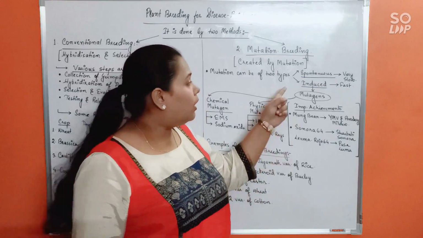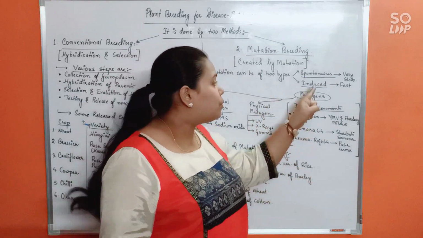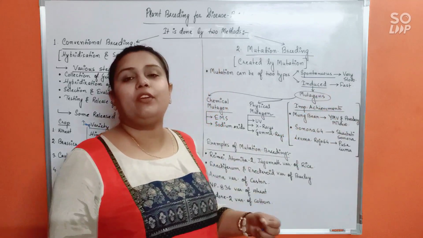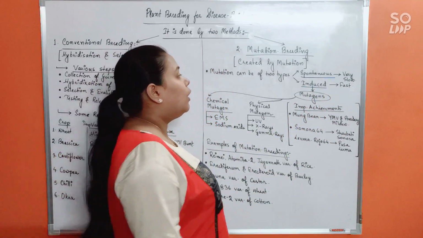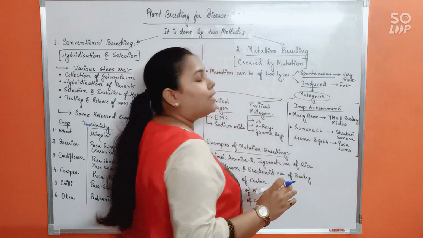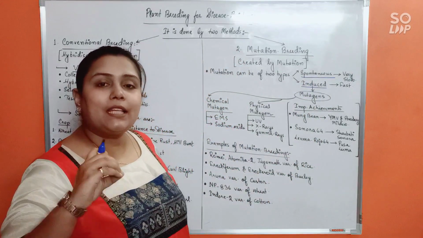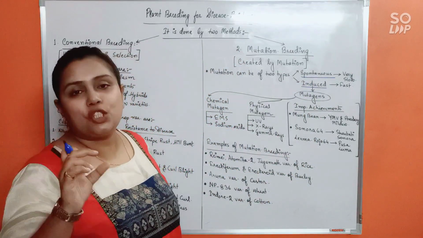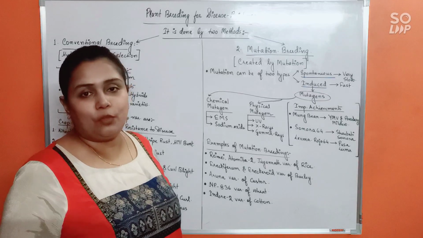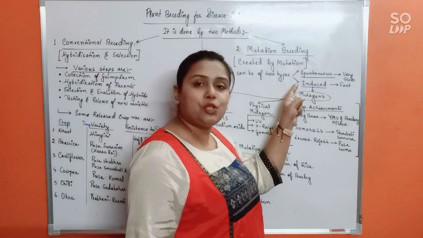Okay. The next one is induced mutation. Now this one would have a rapid rate. It will be very fast. Induced mutation is a mutation that will be artificially induced in the genes or in the DNA of the organism. And how do we do that?